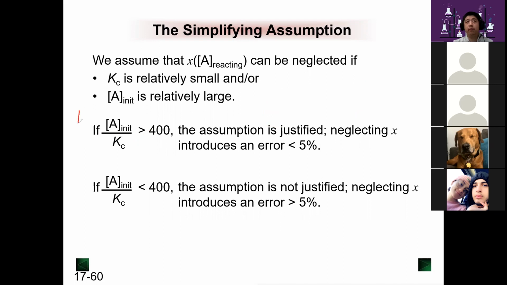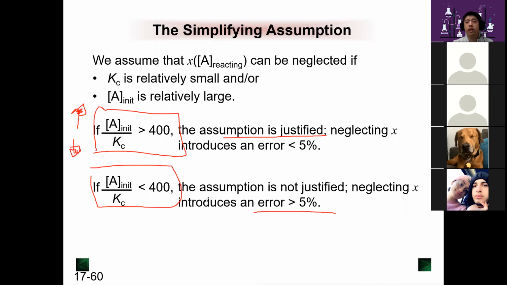Just as I mentioned, remember previously we had a scenario where we had a very high concentration and our Kc was very low. There were actual numbers we can use. If A is big enough and Kc is small enough that the ratio here is greater than 400, we can assume that the 5% rule is justified. If it is not, if it is less than 400, we can assume that it's not justified. And at this point, you just need to simply use quadratics. Okay.